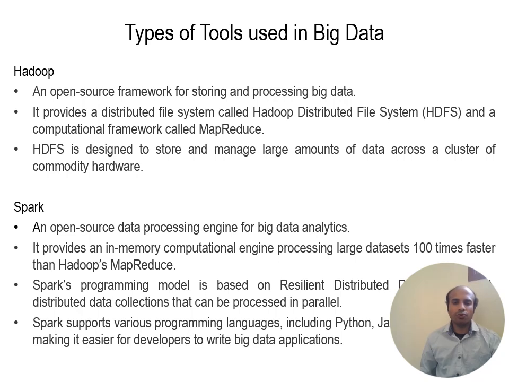Now let us move on to the next tool, which is Spark. Spark again is an open source data processing engine for big data analytics. It provides an in-memory computational engine for processing large data sets. So we can say it is 100 times faster than Hadoop's MapReduce. Spark's programming model is based on resilient distributed datasets, where distributed data collections can be processed in parallel.